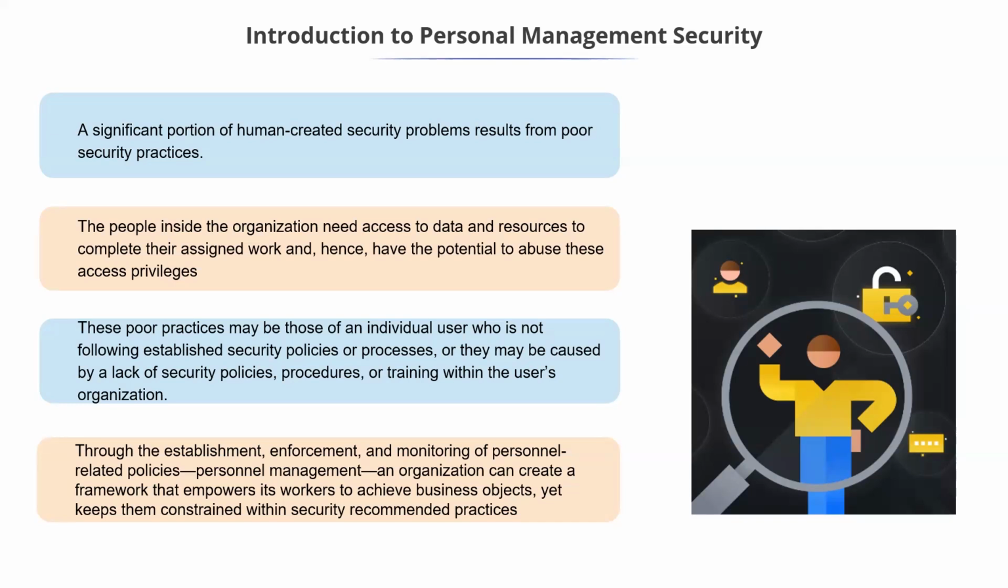A significant portion of human-created security problems results from poor security practices, like people not following processes and procedures properly, not paying attention to policies. People inside the organization, the insiders, the employees, need access to the data in order to do their job, and that's the reason access is provided to them. When access is provided, they have the potential to abuse these privileges.